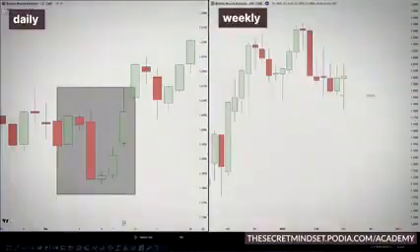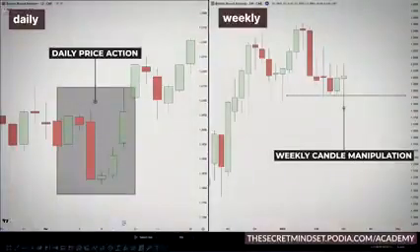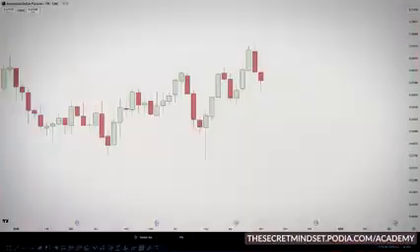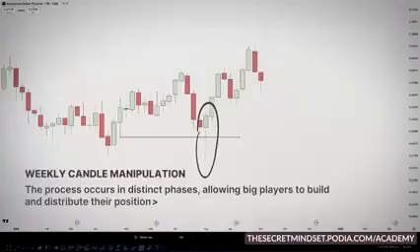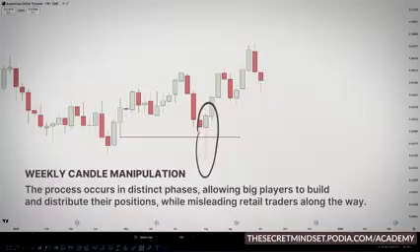This type of manipulation is powerful because it plays out over several days, making it harder for traders to spot. Big players use this strategy to build their positions slowly before making the real move. So on higher time frames, like the weekly chart, manipulation plays out in a more deliberate and extended manner, making it harder for retail traders to detect.